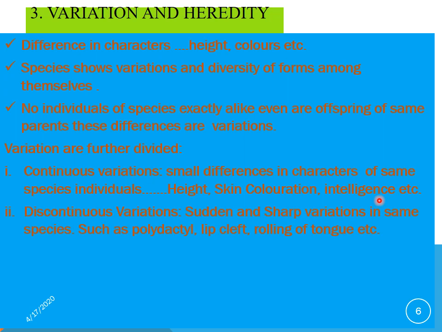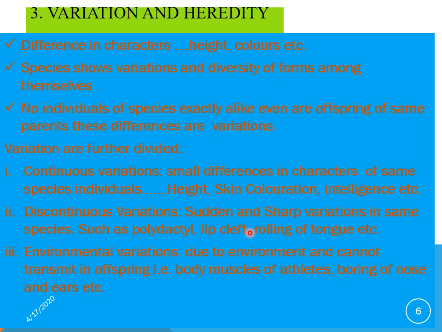And discontinuous variations are also the hidden variations that are due to environmental conditions, radiations. We can say any kind of harsh conditions that affect your body, due to ultraviolet radiation, ionizing radiations, etc. Such as polydactyly, cleft lip, rolling of tongue. These are the variations that are discontinuous variations.